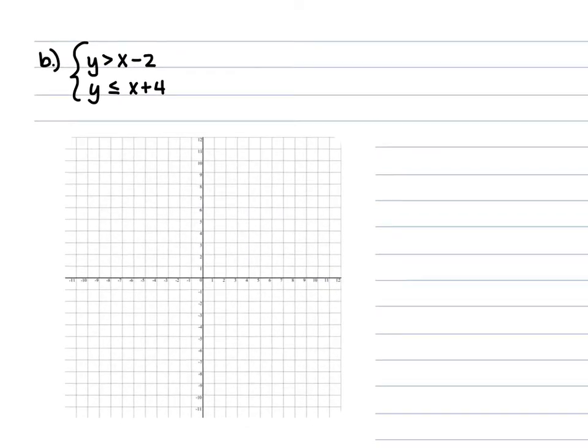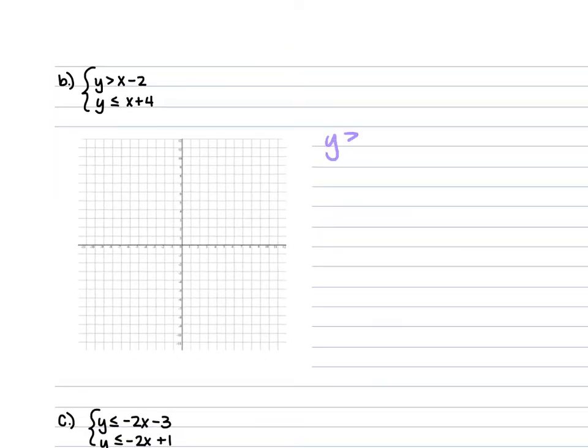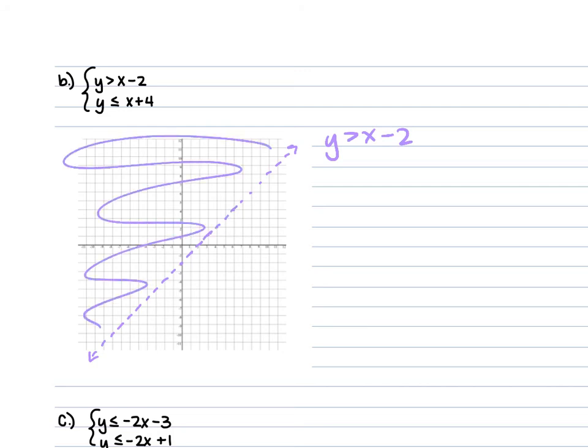For b in this section, we have y is greater than x minus 2. So we're going to do the negative 2. We're going to have a slope of 1, so it would be here. And then we are going to shade above it, so that's all of this.